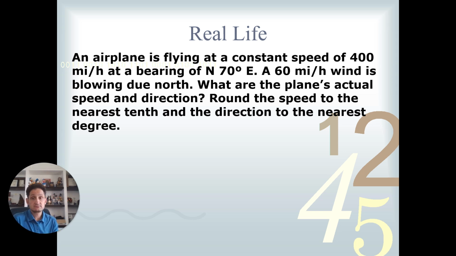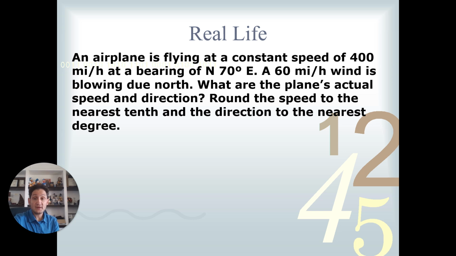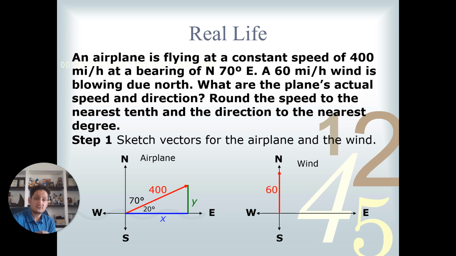This problem is just that problem, except there's only 2 things. What this is, is a really long-winded way of saying you've got a vector of 400 going that way and 60 going that way. How about those? There's two vectors. That's it.